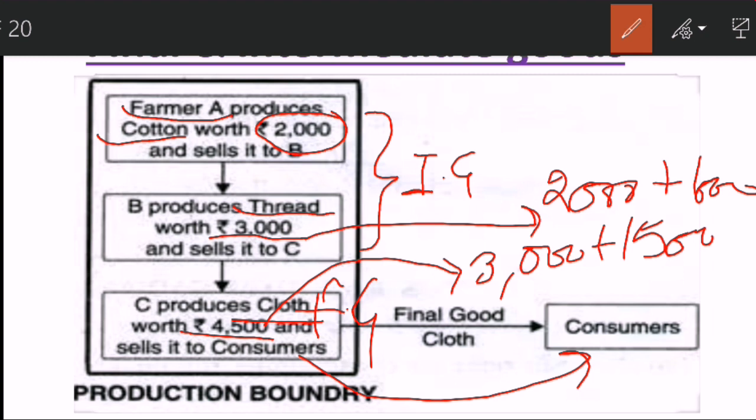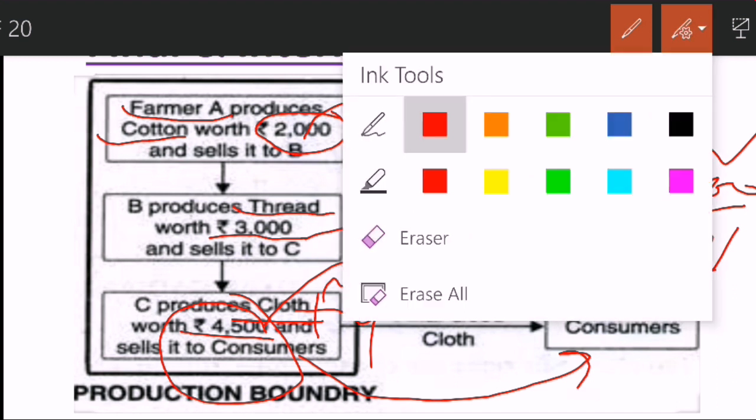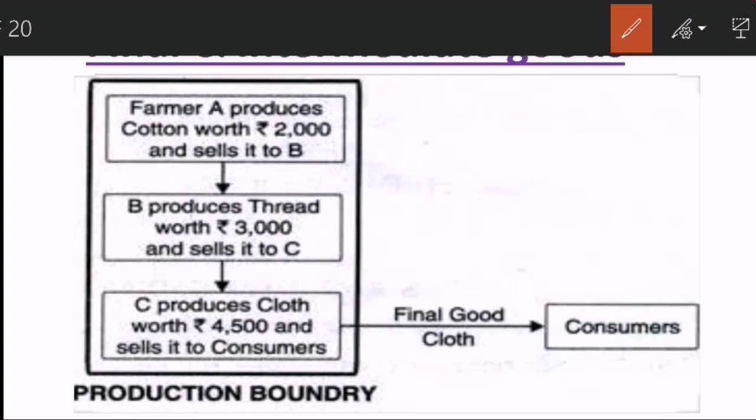So in the final good, that is in the value of cloth, the value of cotton as well as the value of thread is already included. So we need not include them separately in national income. That's why only final goods are included while calculating national income. The value of intermediate goods is not included, because if we add the value of intermediate goods as well, then it will lead to the problem of double counting. So in order to avoid double counting, we only include the value of final goods while calculating national income. Is that very clear?